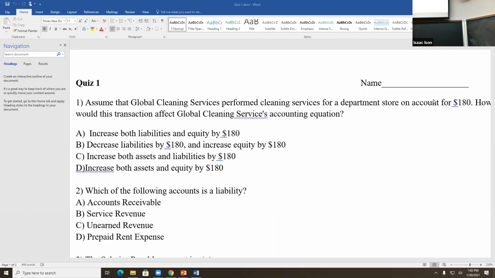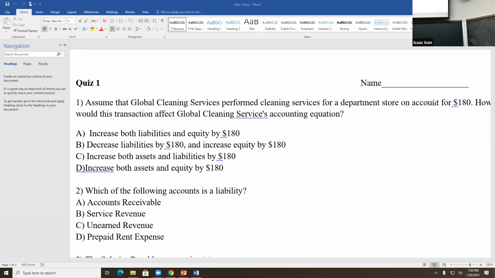Assume that Global Cleaning Services perform cleaning services for a department store on account for $180. How would the transaction affect Global Cleaning Services' accounting equation? One of the important things with this is to realize who we are, who we're doing the transaction for, who we're reporting the transaction for. I've noticed that with students too. Sometimes you get confused: from what perspective am I doing the transaction?